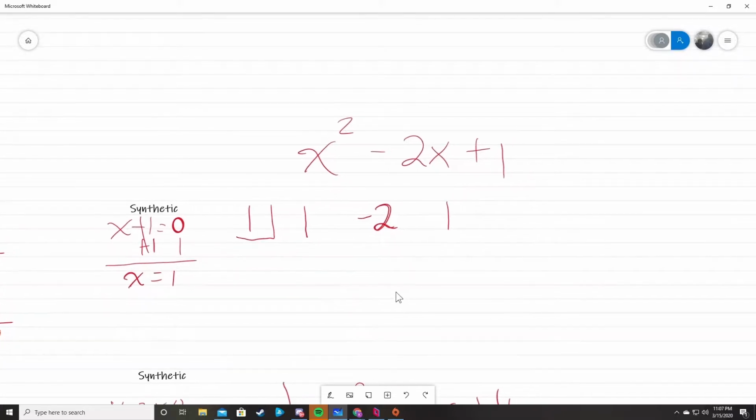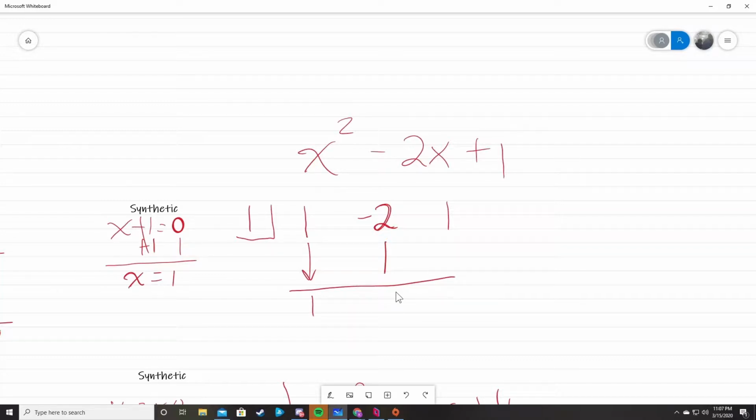Now we're going to put a line underneath this. The first step is we are going to take the first coefficient we have and drag this down. So when we bring this down, we got a 1 down here. I'm going to multiply the number that's inside of my house, the 1 over here, times the number that's down here. So we got 1 times 1. That'll give us a 1 right here underneath our 2.